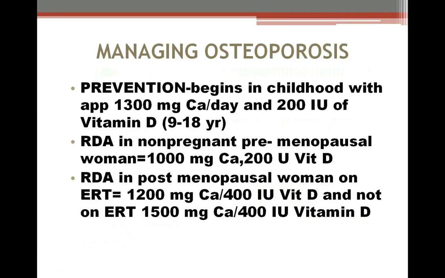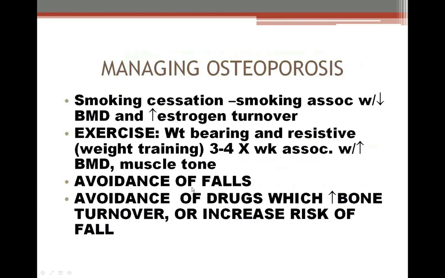So how do you manage osteoporosis? Prevention begins in childhood with taking the recommended daily allowance of calcium of approximately 1,300 milligrams a day, which is about the equivalent of three glasses of milk, and 200 international units of vitamin D. Then in non-pregnant, premenopausal women who are not growing anymore, the requirement goes from 1,300 down to 1,000 milligrams a day. But in women who are pregnant, it goes up again, and in postmenopausal women who are on estrogen replacement therapy, it's 1,200 milligrams of calcium, and those who are not on replacement therapy need 1,500 milligrams of calcium a day, so it's considerably higher, and 400 international units of vitamin D.